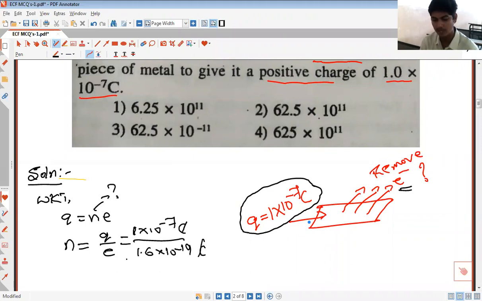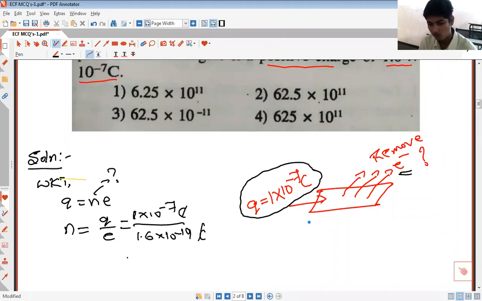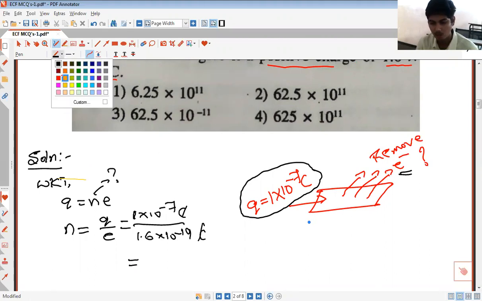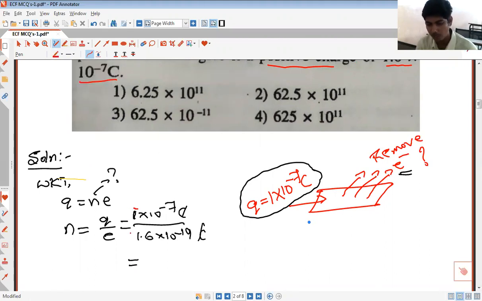Coulomb and coulomb get cancelled out. I have told you the value of 1 by 1.6. This comes in many places, so remember the value of 1 by 1.6. You need to remember the value of 1 by 1.6, this is important.